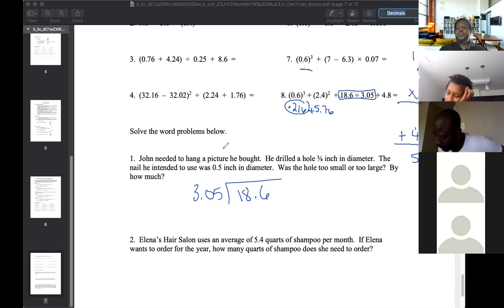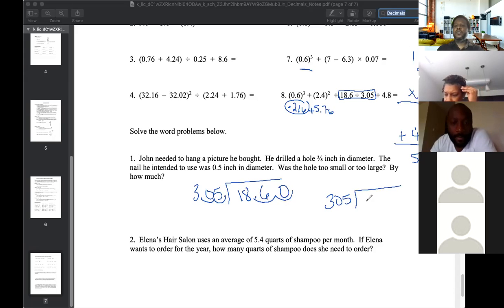All right. So who wants to walk me through this one? Jules. 18.6 divided by 3.05. Yep. The first step is to move the point 2 times to the right. Good. And move the point 2 times also. Yep. That is 0. Very good. So now it's 305 into 1860.